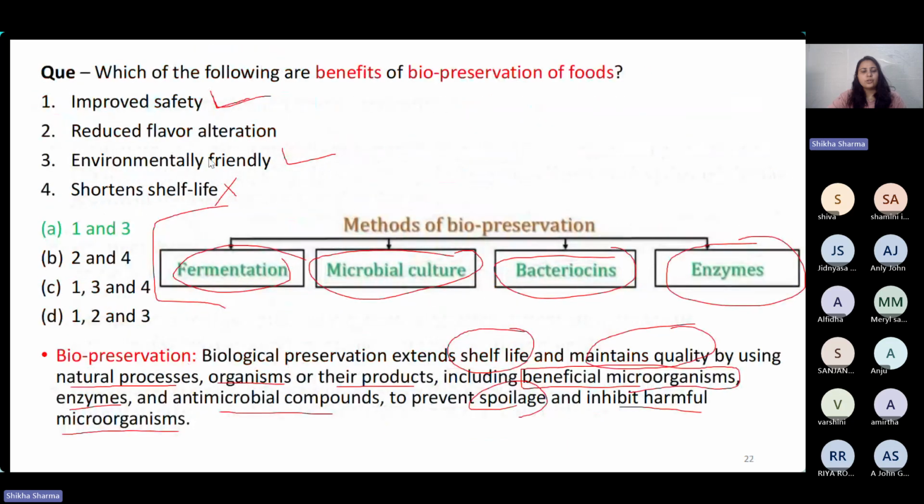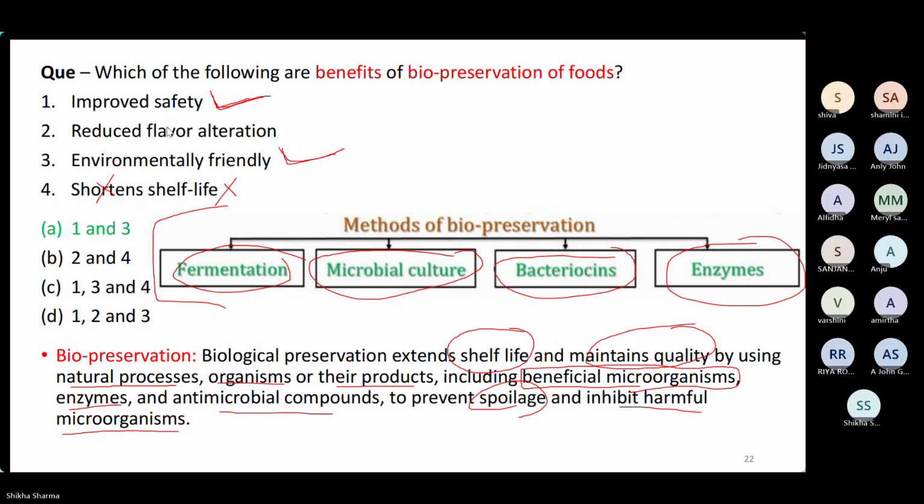So here, it increases the safety and the shelf life, and it is environmentally friendly compared to chemical preservatives. The flavor alteration option basically changes the flavor and the texture because we use the fermentation method, so it is wrong. So 1 and 3 are correct here. These are the benefits of biopreservation of food.